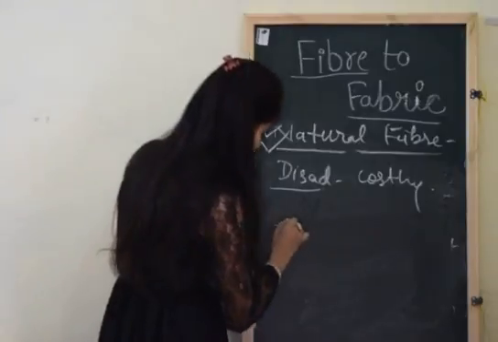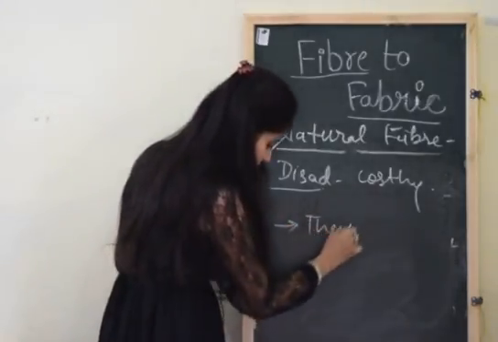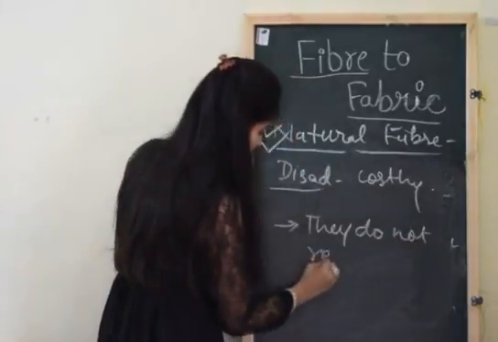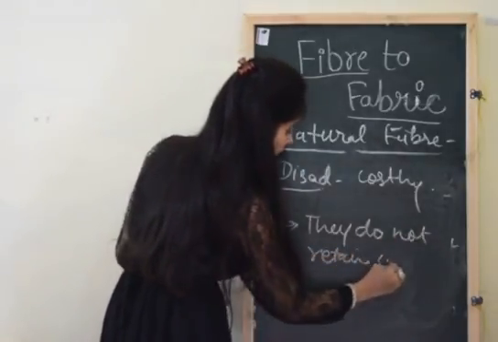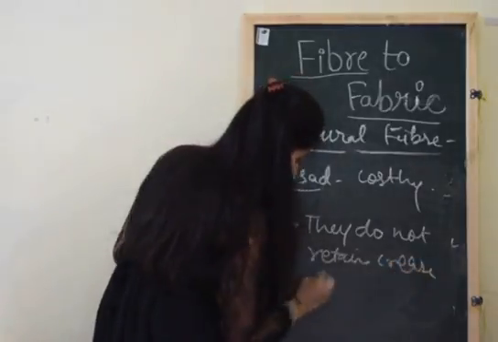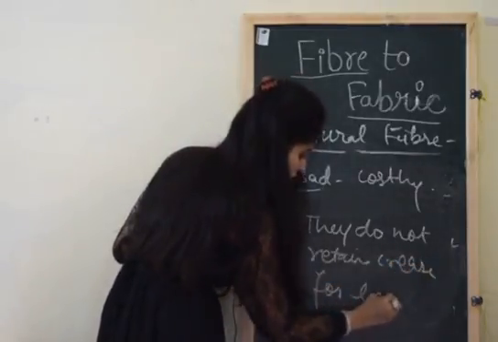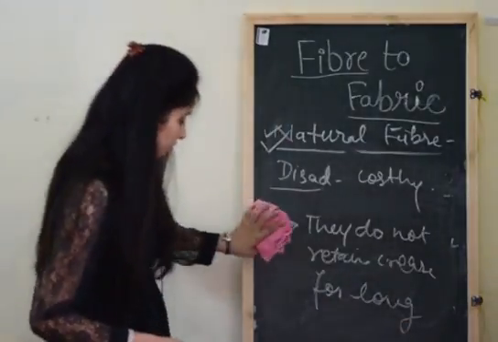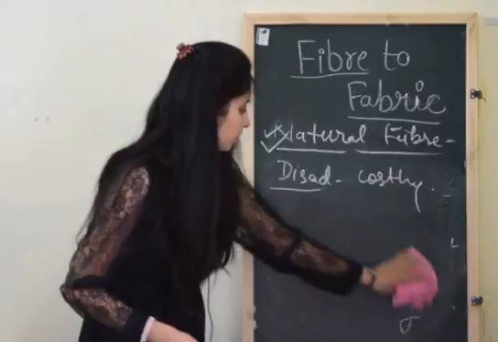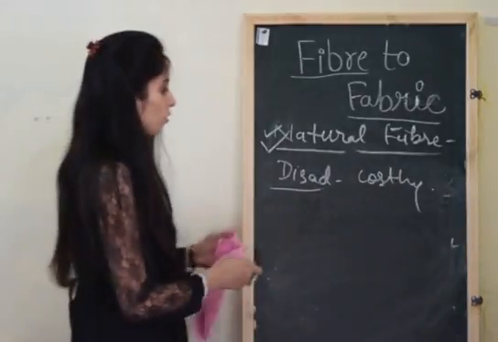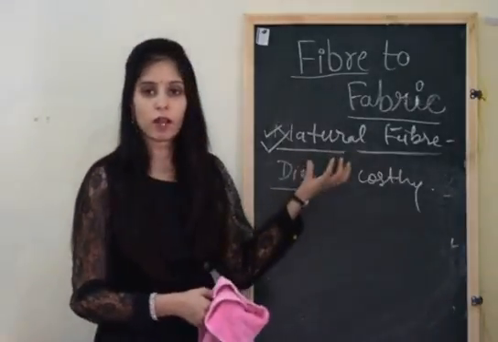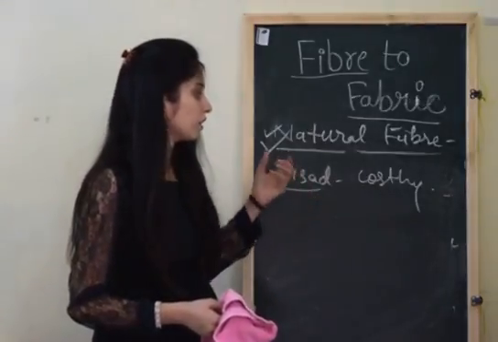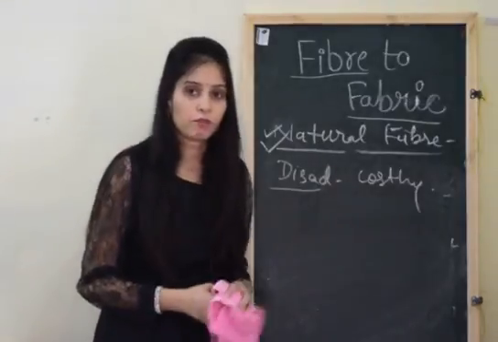Second, they do not retain crease for long. Third, they easily shrink after wash. When we wash these types of natural fibers, they easily shrink. So all these are the disadvantages related to natural fibers.